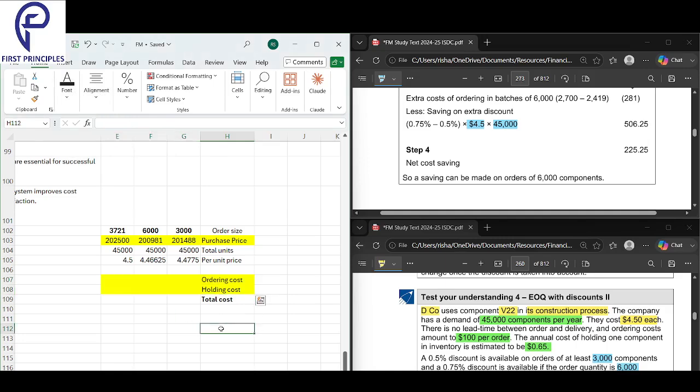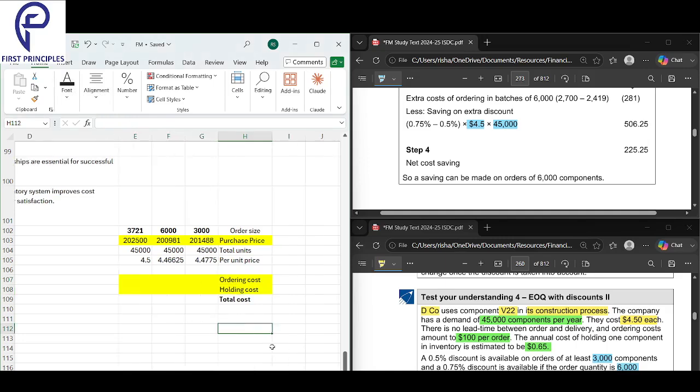That's it. Now we'll go for ordering cost and the holding cost. Purchase price is clear. 4.5, 4.46 and 4.475. These are purchase prices in each case. Do you understand what is happening here? This is a purchase price. We got the total units. We got the per unit price.